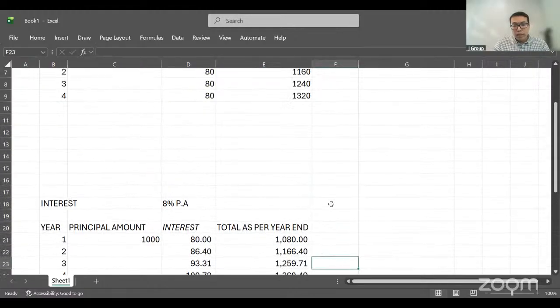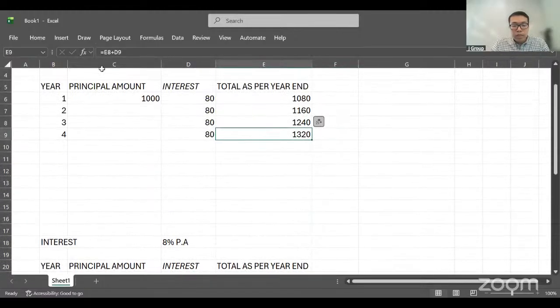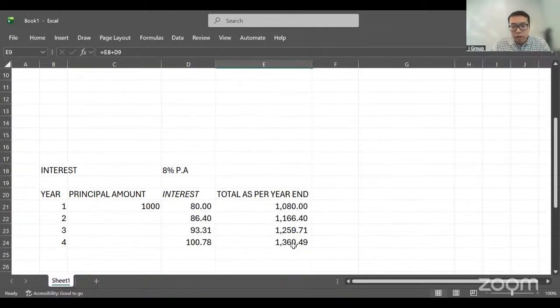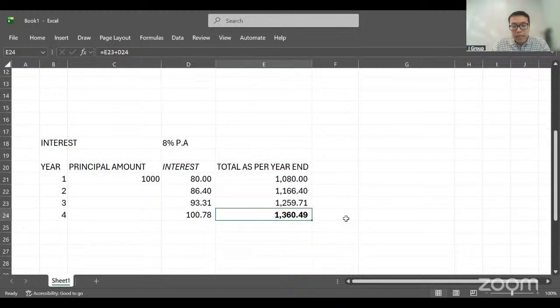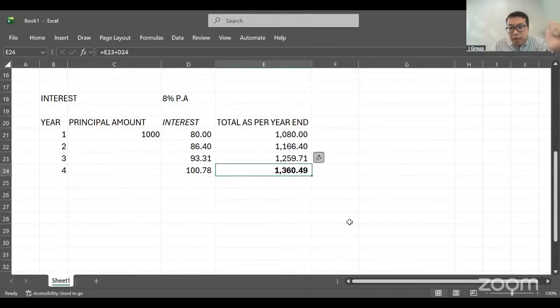So look at here. If using simple interest, my end amount will be 1,320. Using compounding interest, my end amount will be 1,360. So this is the difference between simple interest and compounding interest. Compounding interest means I earn interest on the interest that I have earned.